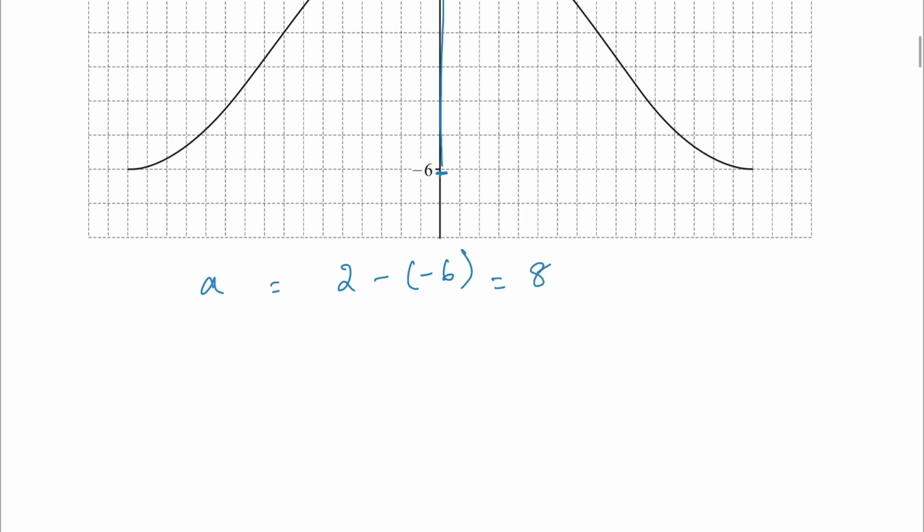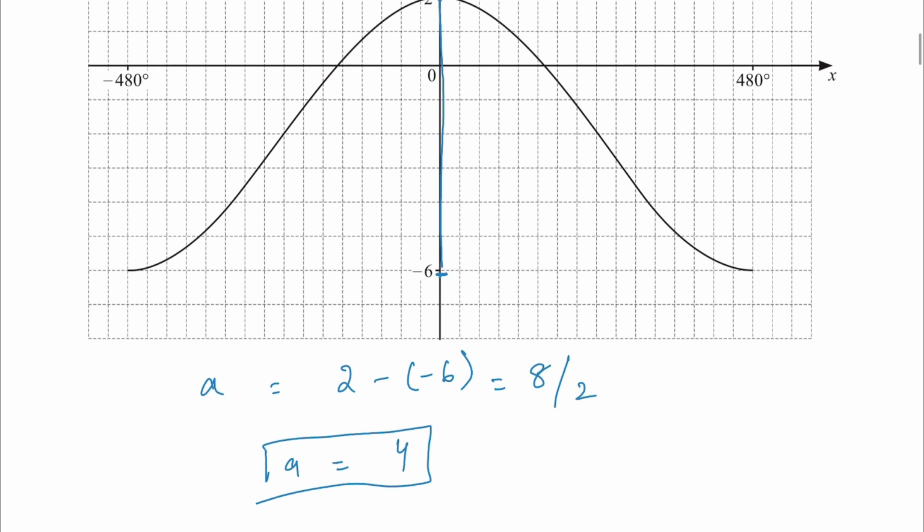This would be 8. And for amplitude, we need to divide the distance between the maximum and minimum point by 2. So we're getting this as 4. We have our a as 4. So basically, it's going 4 units upwards and 4 units downwards. It's going 4 units downwards from here and 4 units upwards from here.